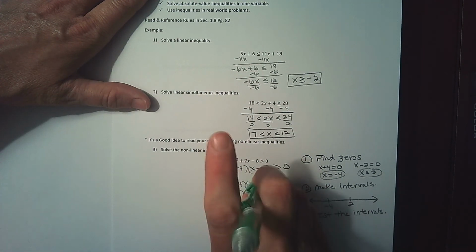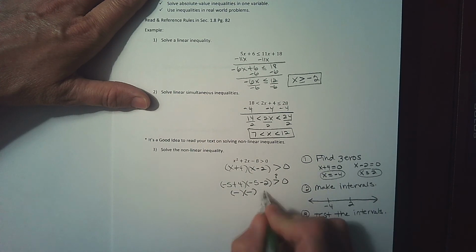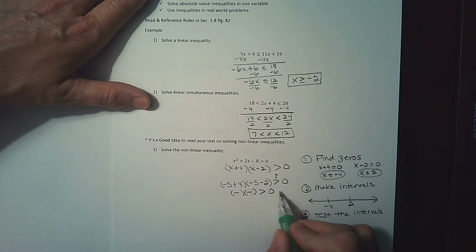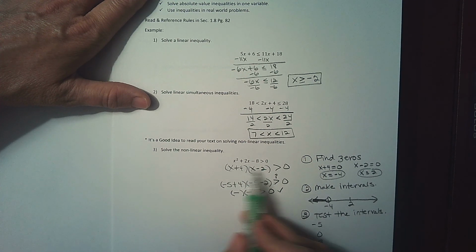Whoops, negative. Okay, and so now I'm asking myself the question, is a negative times a negative greater than 0? Well, that would be positive, and anything positive is greater than 0, so yes, that holds true. That means that all of the numbers down here in this interval make this inequality a true statement. We'll talk about the endpoints in a minute.